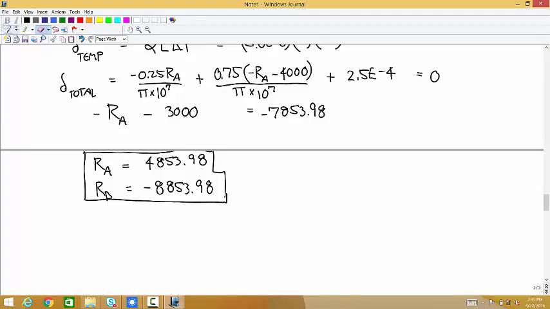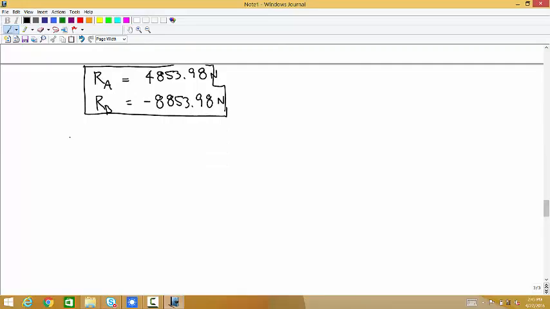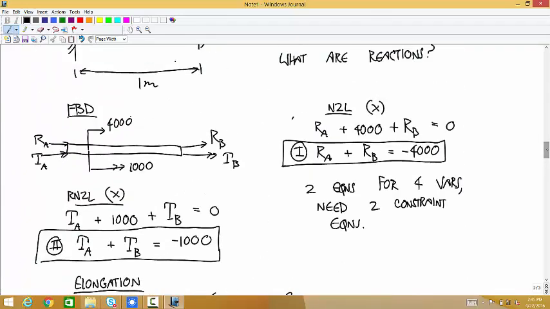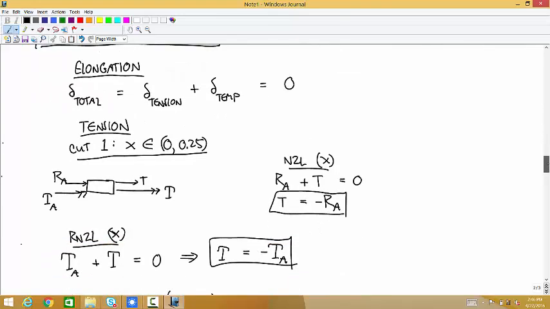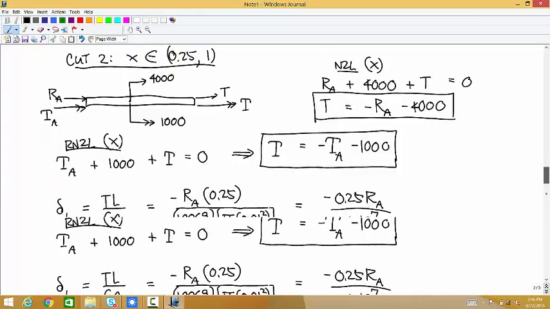What are the units again? These are forces, so those are newtons. And then the torque, the angle of twist: we have the angle of twist on piece 1 is equal to, let's see, we calculated the internal torque here. So the internal torque on the first piece is negative TA.